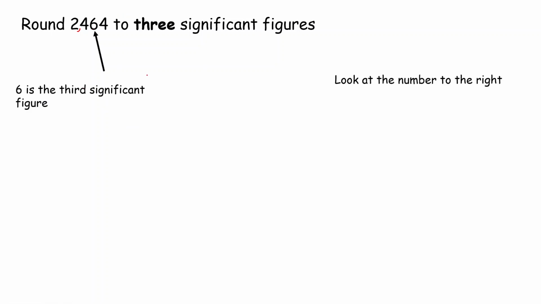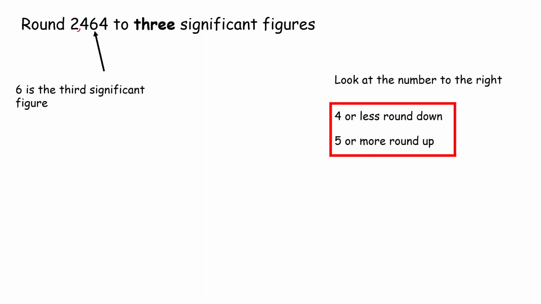Like when you round to decimal places, as we've seen before, you look at the number to the right of where that third significant figure is, which is a 4. If that number is 4 or less, you round down. If it's 5 or more, you round up.